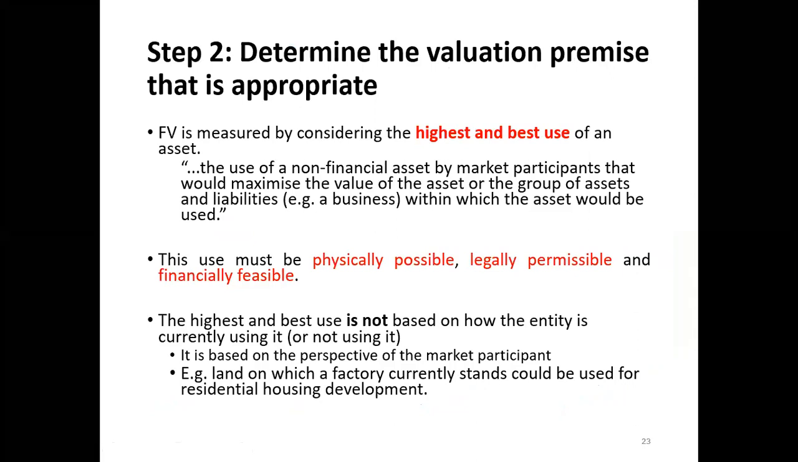Then it says that the highest and best use has to be physically possible. When you are assuming this highest and best use, if it is machinery, you need to certainly consider the condition of that particular asset. Whatever output you assume has to be physically possible, so you must be realistic. It must also be legally permissible. Whatever use you consider has to be a legally permissible use.